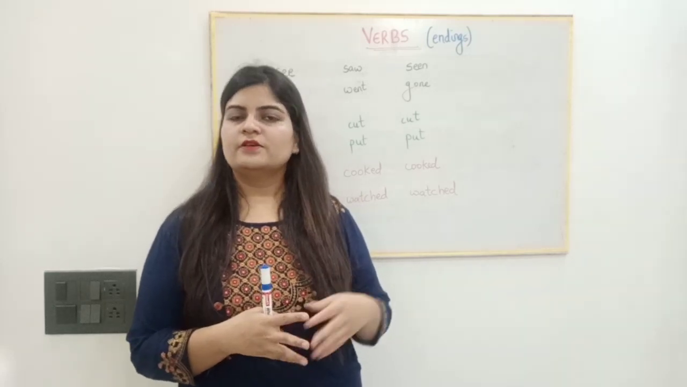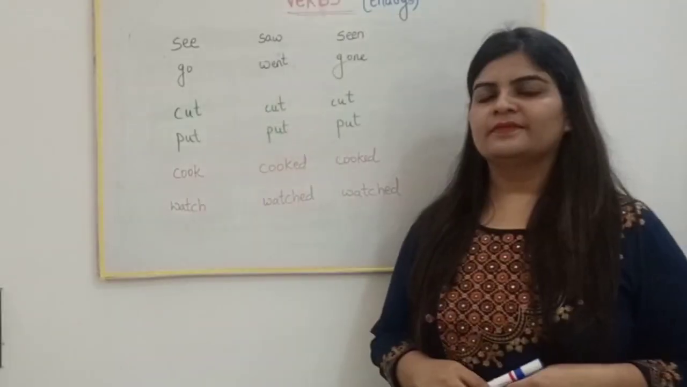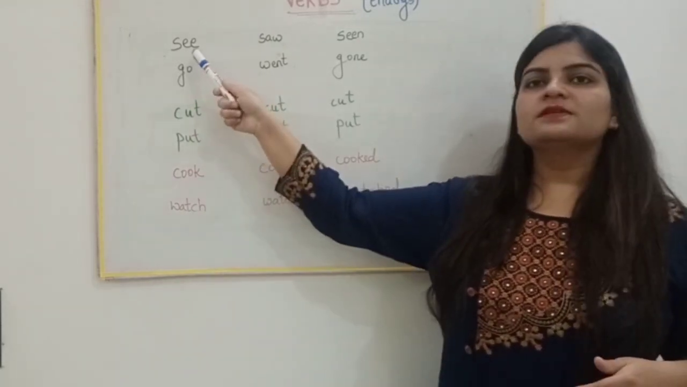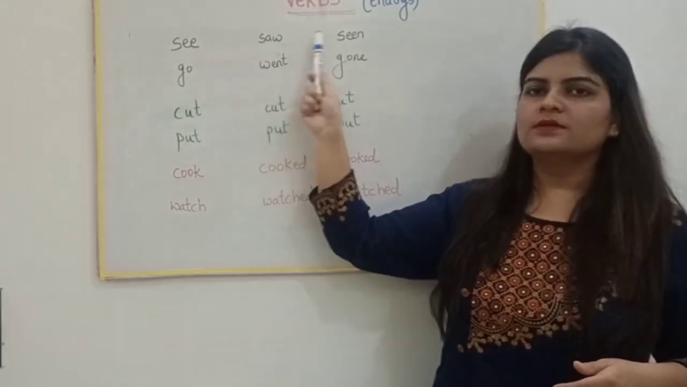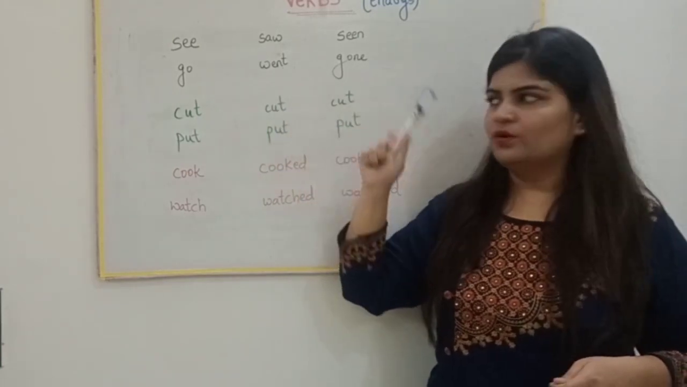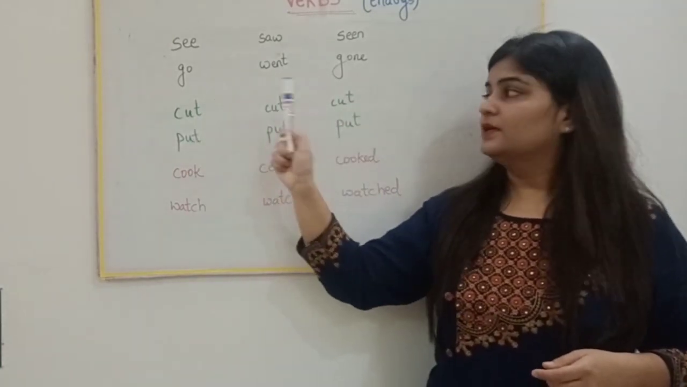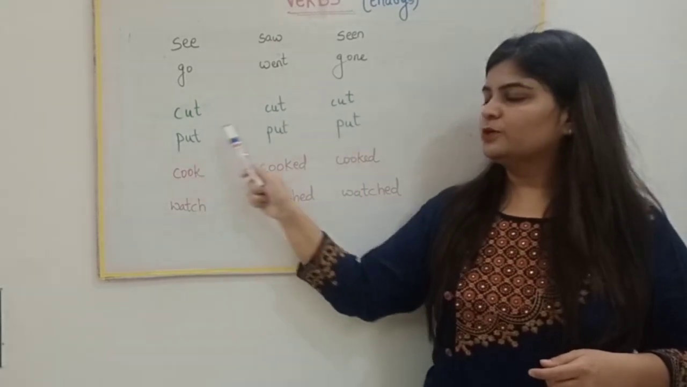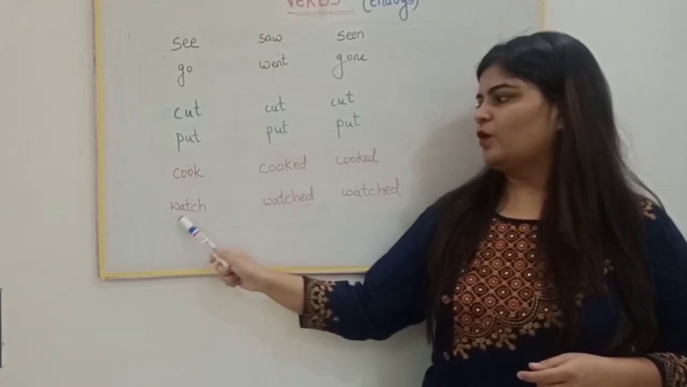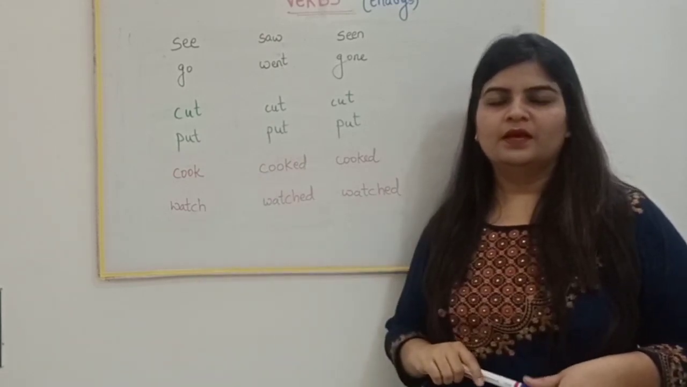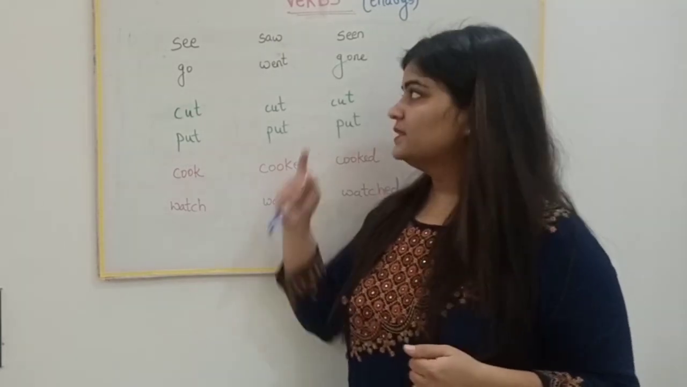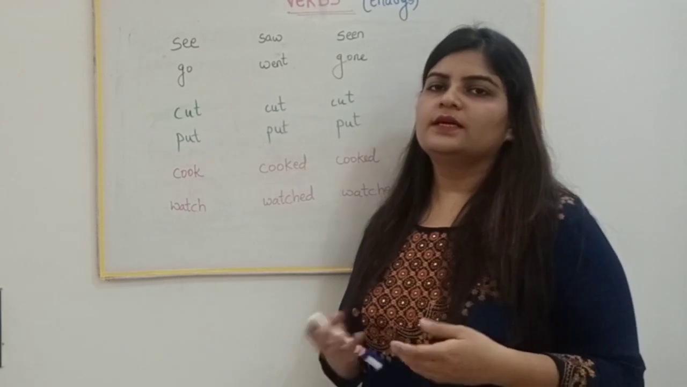Let's understand this with some examples of verbs. Here you can see I have written the forms of 6 verbs. So the first is see: see, saw, seen. The forms of go are go, went, gone. Cut, cut, cut. Put, put, put. Cook, cooked, cooked. And watch, watched, watched. Here you can see that they have different forms. Based on these, verbs are divided into regular and irregular.